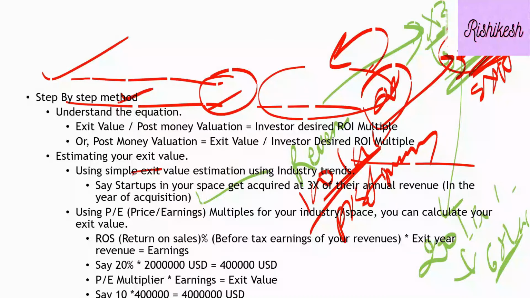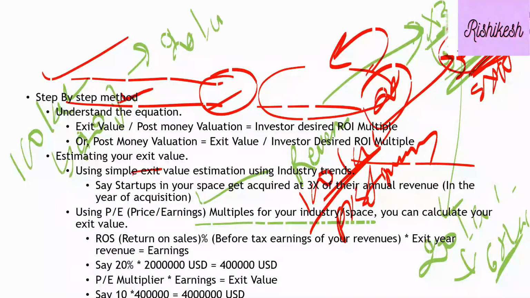So ROS, that is return on sales percent. What is this? This is the before tax earnings on your revenues. Let us suppose your return on sales is 20%, so you are earning 20 lakh rupees on 100 lakhs of revenue. So return on sales percent multiplied by exit year revenue gives you the before tax earnings. Exit year revenue, let us suppose, is 100 lakhs, right? If you multiply that, you get the exact earnings.